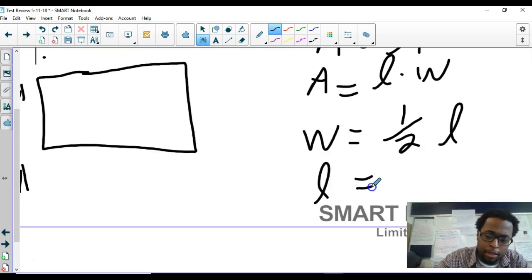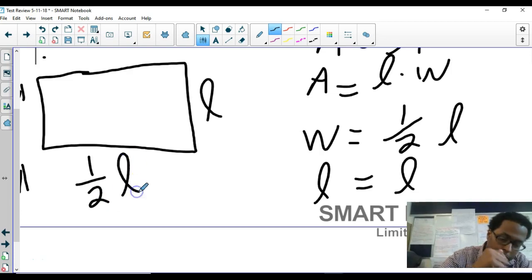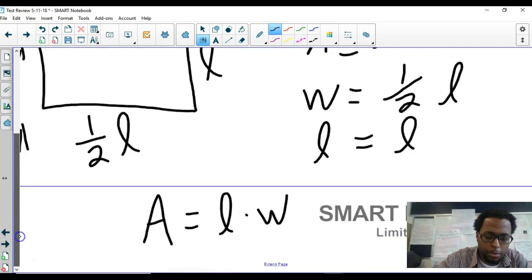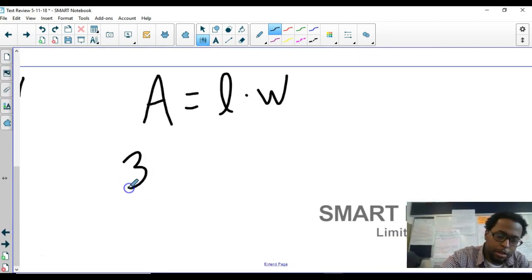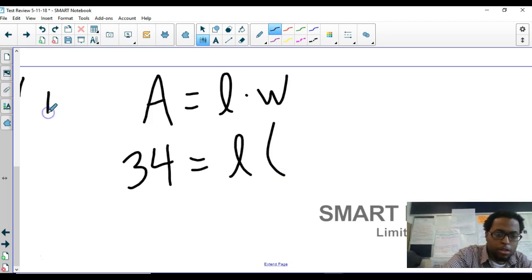And we don't know the length. So I have my length, and I know the width is half of it. Okay? So I'm going to set up an equation. Area equals length times width. And again, my area is 34, so it's going to be 34 equals the length times, and again, let's work on this. Half the length, L's on top. This is going to be L divided by 2.